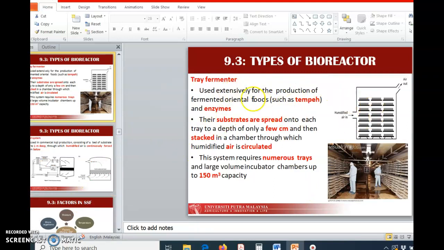This is the tray fermenter used extensively for the production of fermented oriental foods such as tempeh and enzymes. The substrate is spread onto each tray to a depth of only a few centimeters. This is an important point. Then stacked in a chamber through which humidified air is circulated. So we put air in and air out to allow for the circulation. The system requires numerous trays and large volume incubator chambers up to 150 meter capacity.